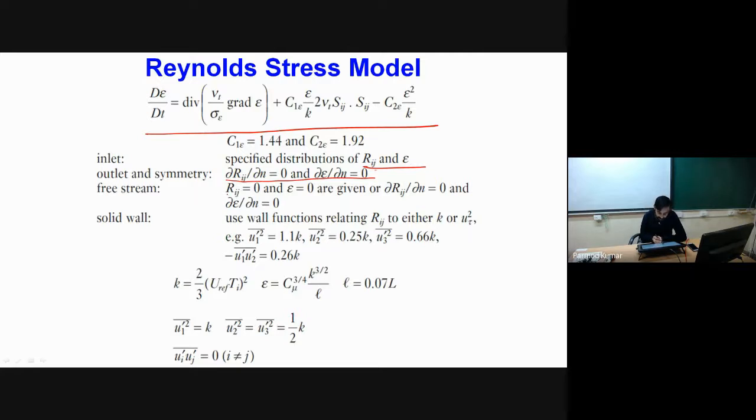For free stream, either I can specify the magnitudes to be 0, which is a Dirichlet type condition, or I can specify a Neumann type boundary condition. And for the solid wall, once again we are using some wall functions in order to find out the value. These are the values of wall functions in terms of kinetic energy, epsilon, and length scales. Based on this, we can estimate the values for the solid wall.